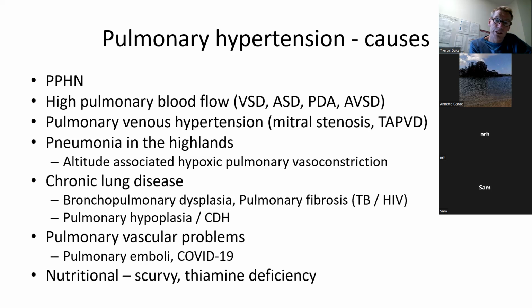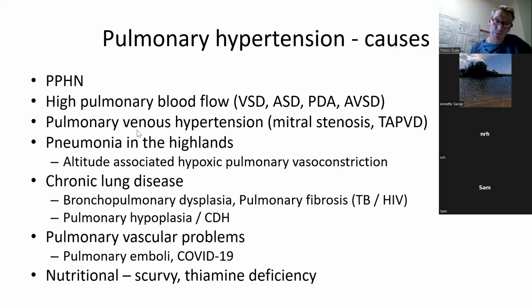Then there's the children that have a large left to right shunt, and so all the time the blood is going more from the left ventricle to the right ventricle, or from the left side of the heart to the right side of the heart, and they get pulmonary hypertension because they've got such a high pulmonary blood flow. That's a different sort of pulmonary hypertension, but over time they develop pulmonary vascular changes that lead to pulmonary hypertension if you've got increased blood flow.